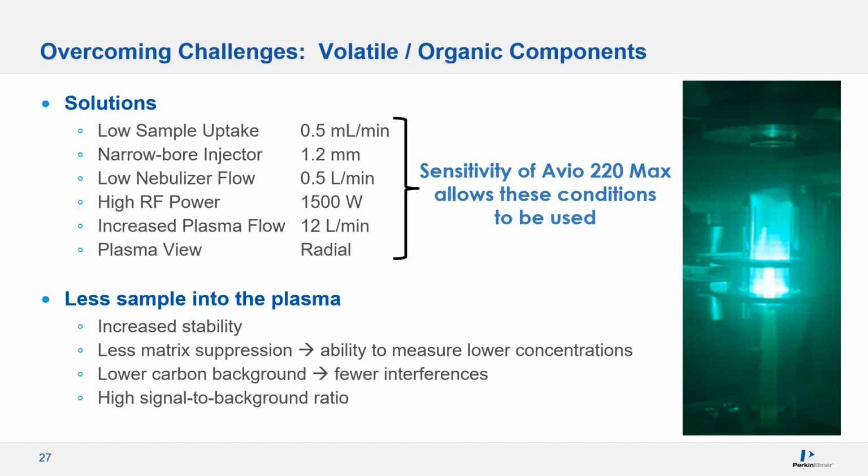The benefits to doing all this is we're getting less sample into the plasma, which will increase stability. We'll have less matrix suppression, which will allow us to measure lower concentrations. We're going to have a lower carbon background, so we'll have fewer interferences, and we're going to have a higher signal background ratio.